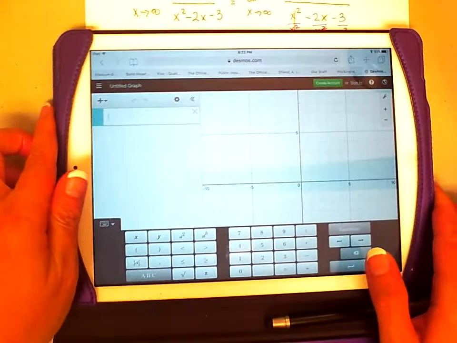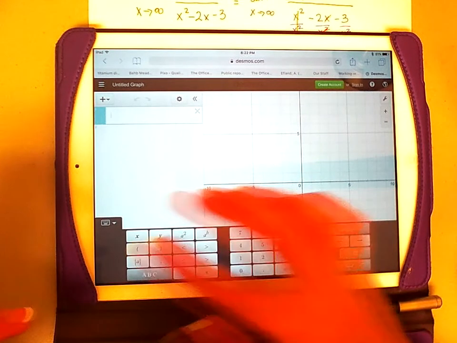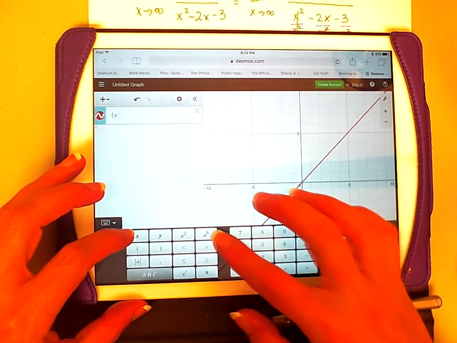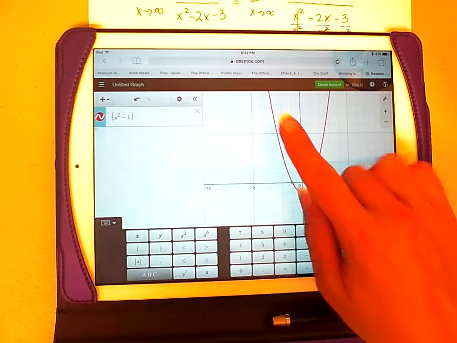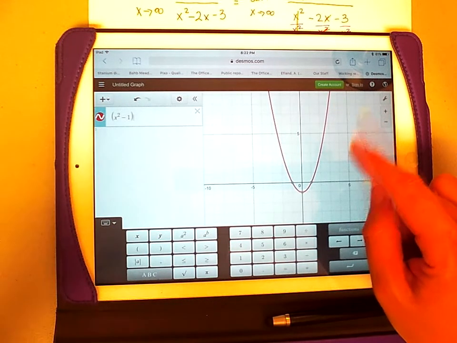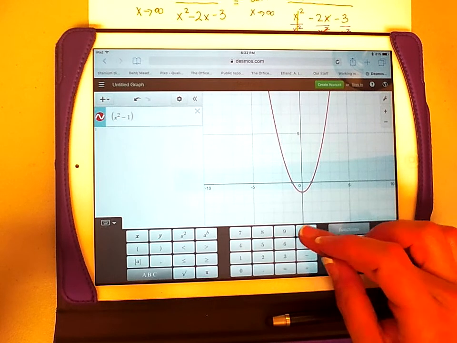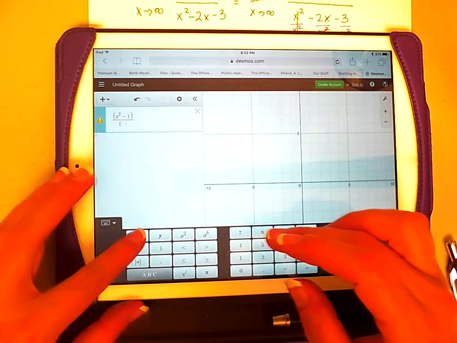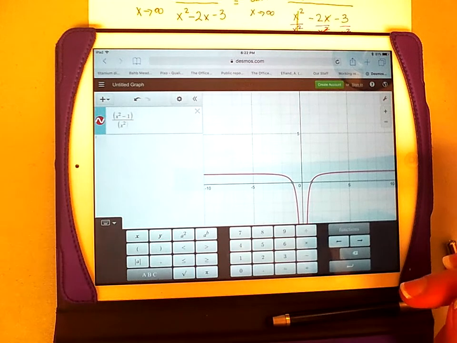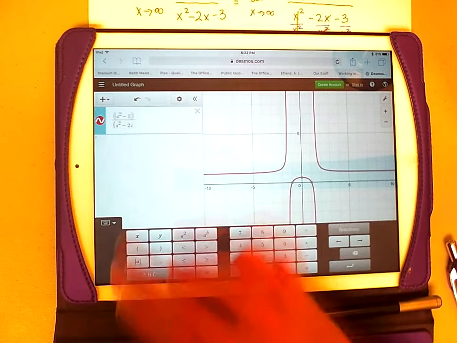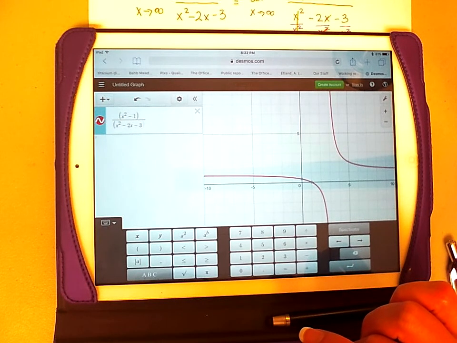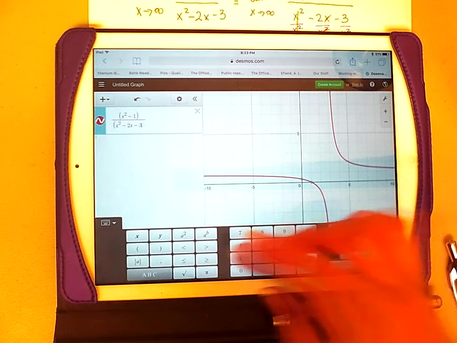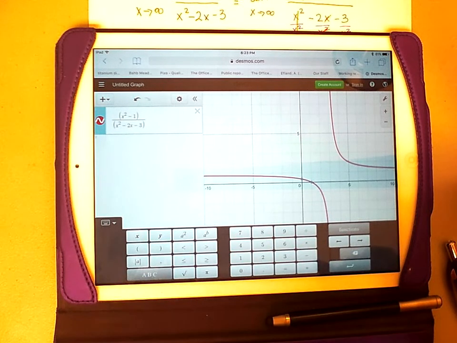Okay, so we want to graph this function. The numerator is x squared minus 1. That's just our basic parent function translated down 1. But now we need to divide that by x squared minus 2x minus 3. And close that.